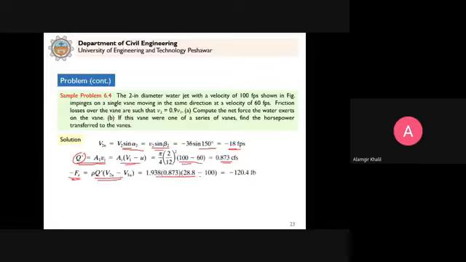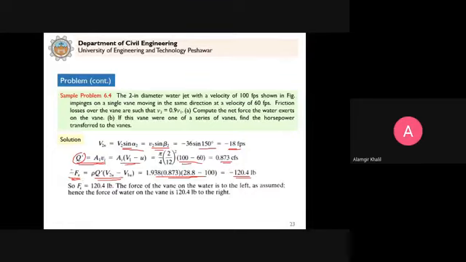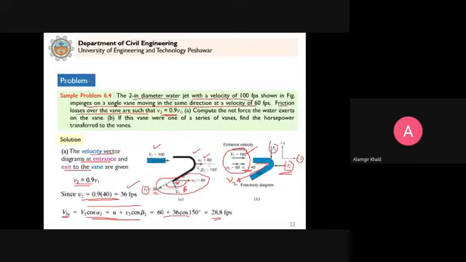So this is equal to, you just put the values, minus 120.4 pound. So you get a plus answer, because this minus cancels out with this minus. So it means that the force on the vane on the water is to the left as assumed. Hence the force of water on the vane is 120.4 pounds to the right. So this is the correct for the vane on water. The force of the water on the vane will be opposite to this.